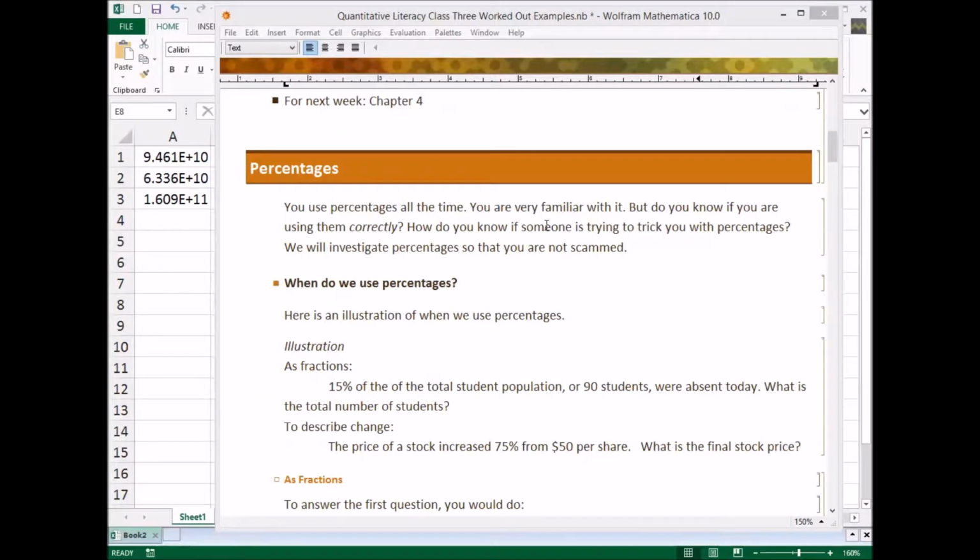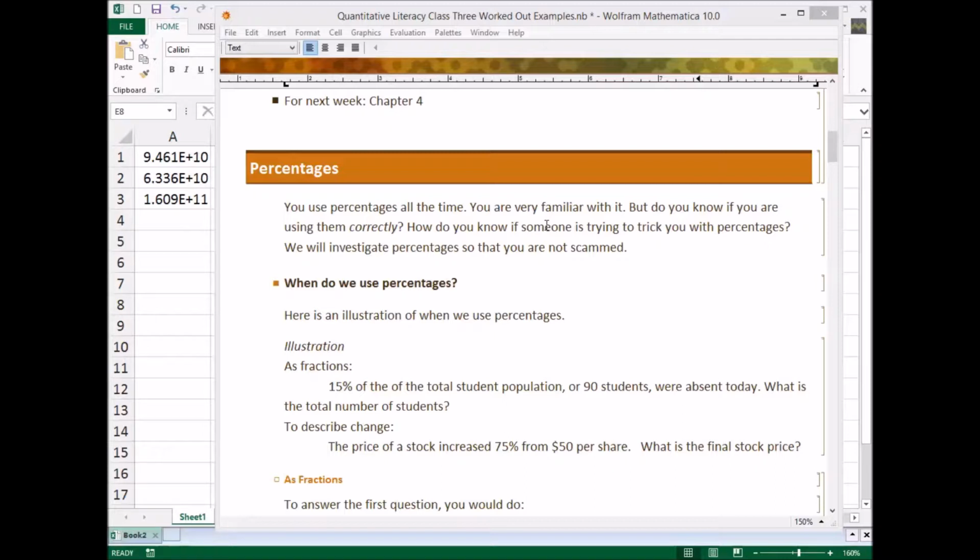So the first topic is percentages. You probably know how to use percentages. You use them all the time. But how do you know if you're using them correctly? Let's say somebody's talking to you in percentages. How do you know that somebody's telling you the truth? Let's investigate the percentages so that you're not scammed.